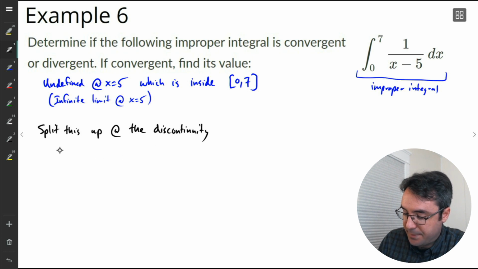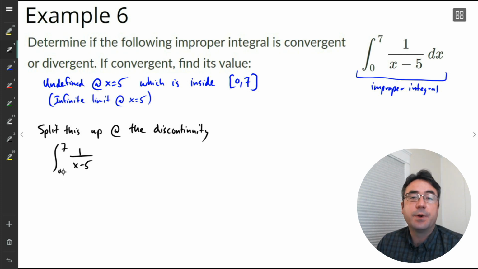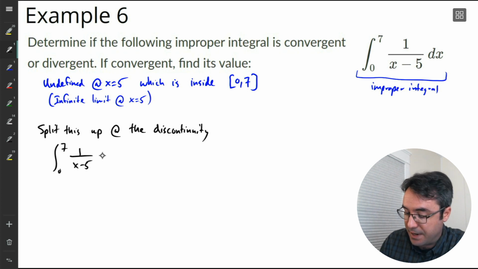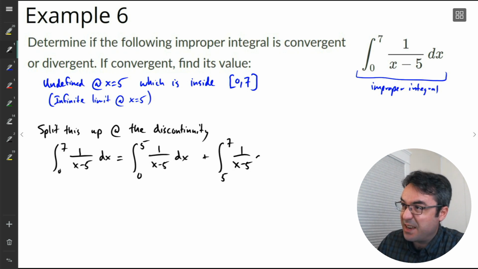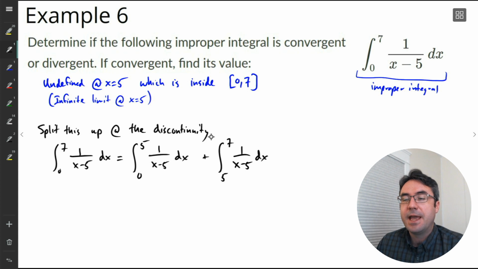So we're going to split this up into two separate improper integrals. The one we're doing is we're trying to figure out the integral from 0 to 7 of 1 over x minus 5. We're going to write this as the integral from 0 to 5 of 1 over x minus 5 dx plus the integral from 5 to 7 of 1 over x minus 5 dx. And we're going to calculate each of these separately.